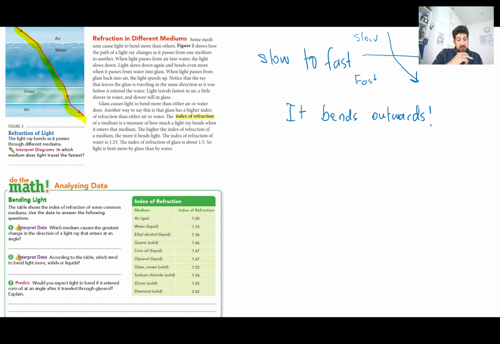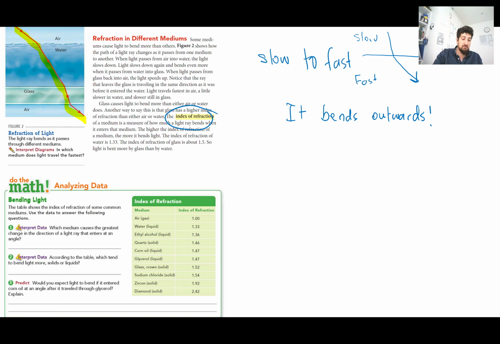What else do we know here? Notice that the ray that leaves the glass is traveling in the same direction as it was before it entered the water. Light travels fastest in the air, a little slower in the water, and then slowest in glass. In this example, glass causes light to bend even more than both air and water. Another way to say this is that glass has a higher index of refraction.